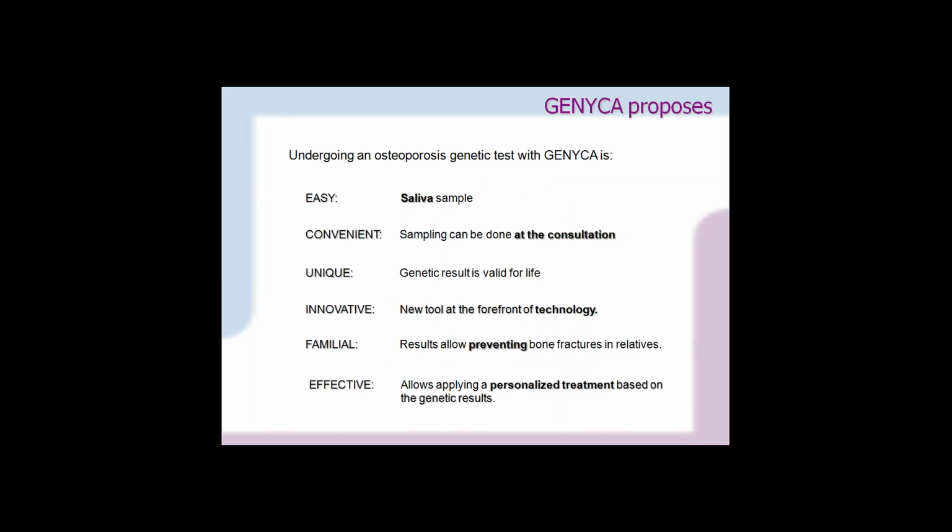Undergoing an osteoporosis genetic test is easy, it's a saliva sample, it's painless, it is convenient, it can be done at the consultation, it is unique, genetic results are valid for life, it is innovative, it is a new tool for the specialists at the forefront of technology. Familial, because results allow preventing bone fractures in relatives. Effective, allows applying a personalized treatment based on the patient's genetic results.